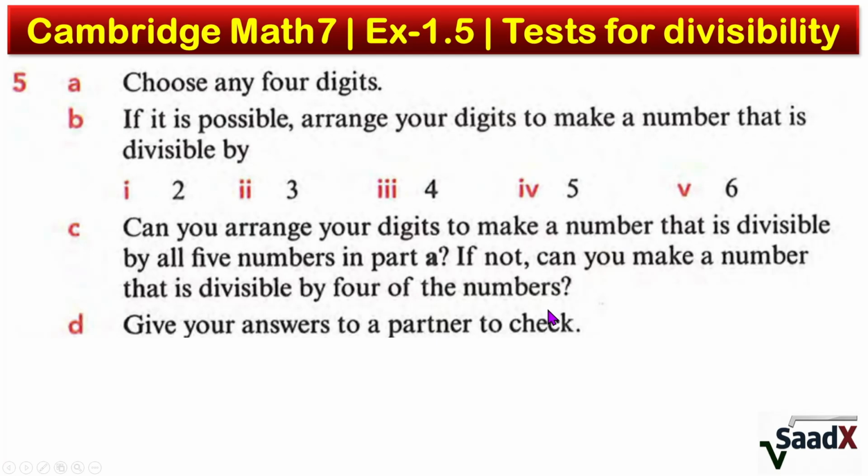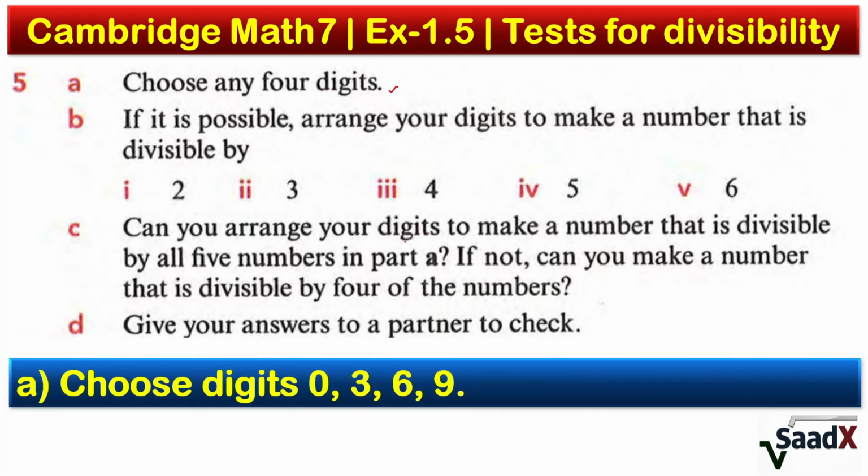We are starting from question 5. So one by one we try to solve this one. Our first question, choose any 4 digits. So let's choose, suppose, 0, 3, 6, 9. Here are 4 digits, right?